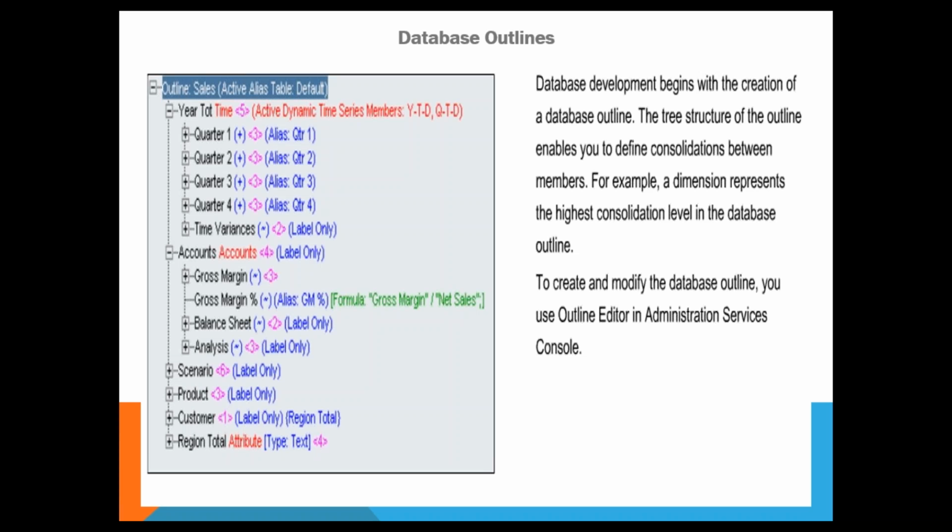Product, it's again label only. Customer, again label only. And then there is region total, which is attribute. Okay, so when you look at this hierarchy, you would at least be able to get some idea. Okay, what is this about? What could be the dense? What could be the sparse? So the top two, from my understanding, are dense.